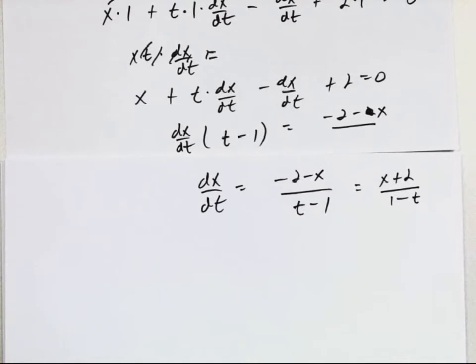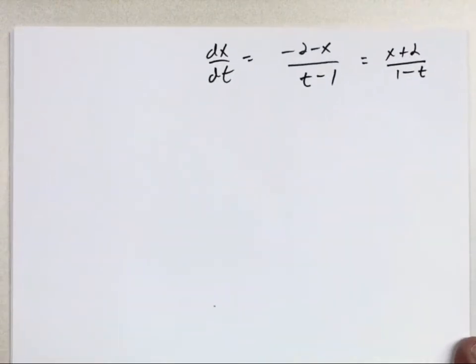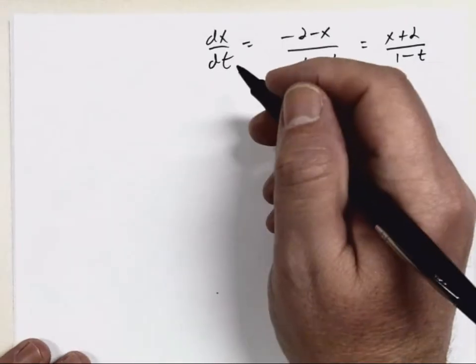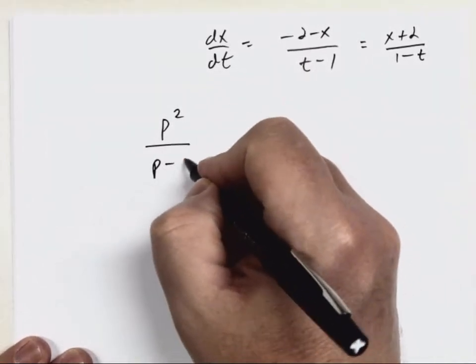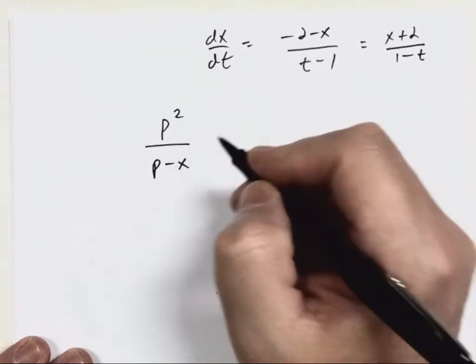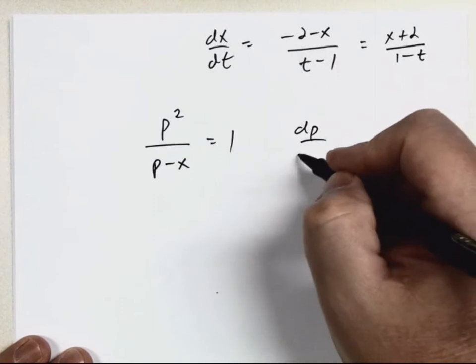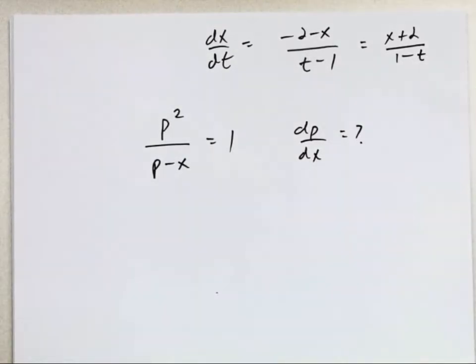Let's do one last problem, and this one's sort of messy, but I want to just show that when you do these problems, you're just applying mainly the derivative rules you've already learned. So just to keep things interesting, I'm going to have an equation with the variable p and the variable x. p squared over p minus x equals 1. And in this case, we want the derivative of p with respect to x.